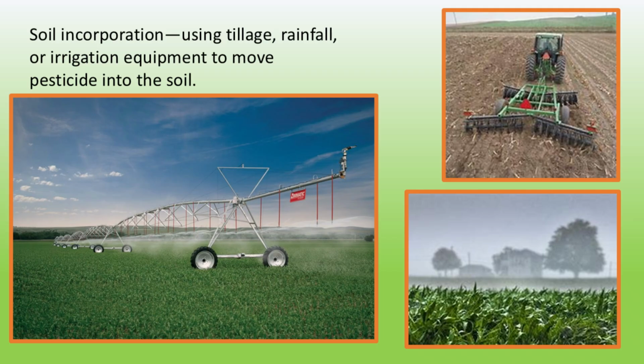Now another type of treatment could be soil incorporation. In this instance, we would use tillage, rainfall, or irrigation equipment to move pesticide into the soil. Now as you can see here, this is typically an agricultural or farming type of application.